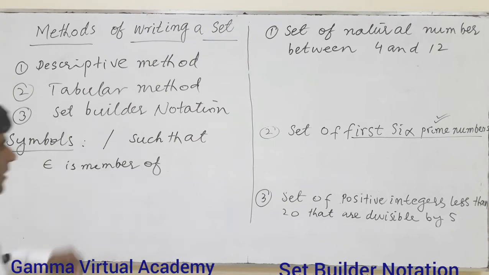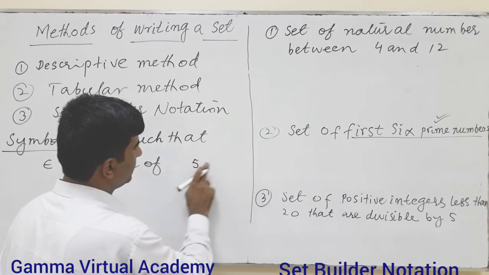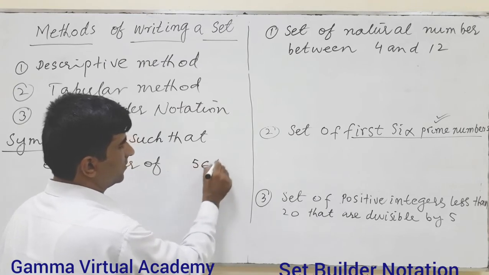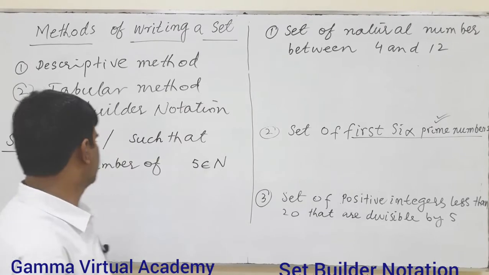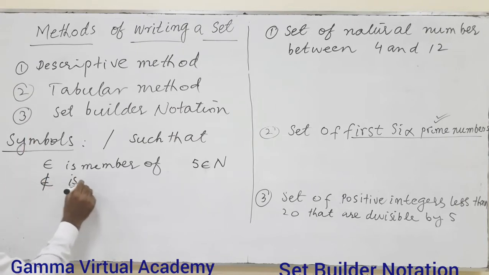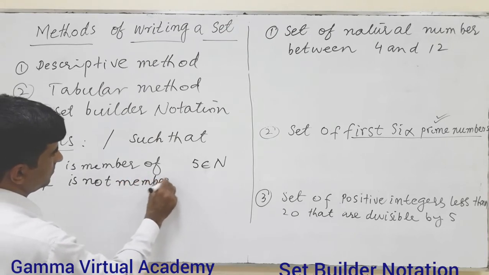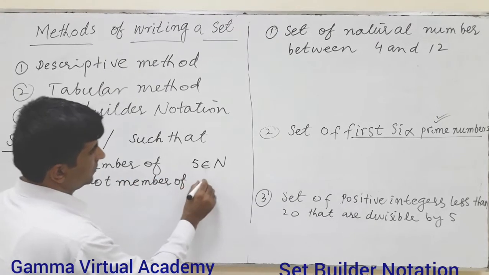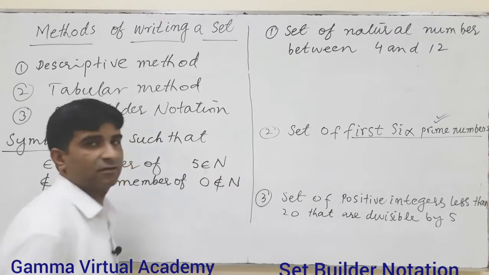For example, if 5 is a member of the set of natural numbers, we write that 5 is a member of the set of natural numbers. And if an element is not a member of a set, we write epsilon with a slash, meaning is not a member of. 0 is not a member of the set of natural numbers.